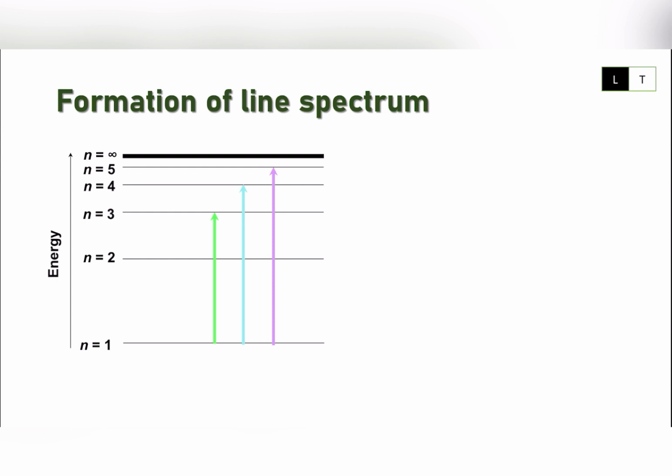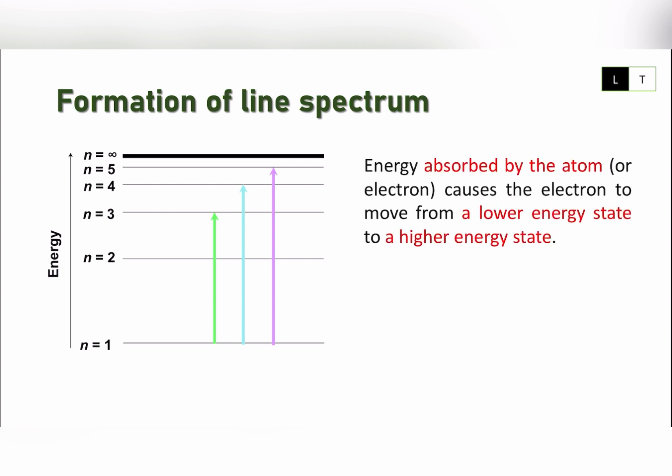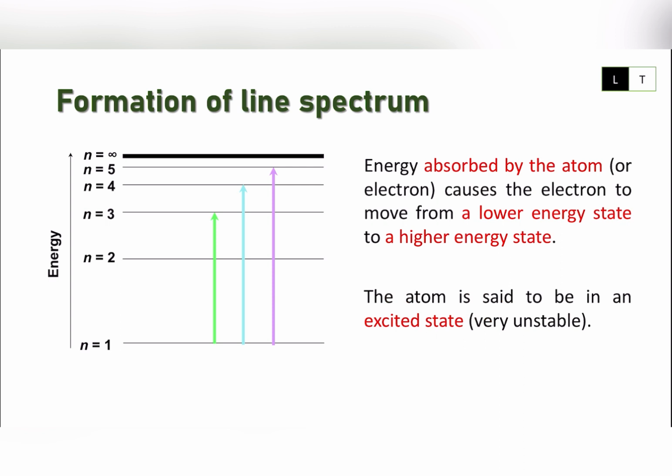The first step, when you have the energy level diagram, this is what I have here, my energy level diagram, where I'm going to start with the first energy level, n equals 1, until n equals infinity. The energy increases. This is where you have the atom, where the energy is absorbed by the atom. That causes the electron to move from a lower energy state to a higher energy state. This is what we call the process of excitation.